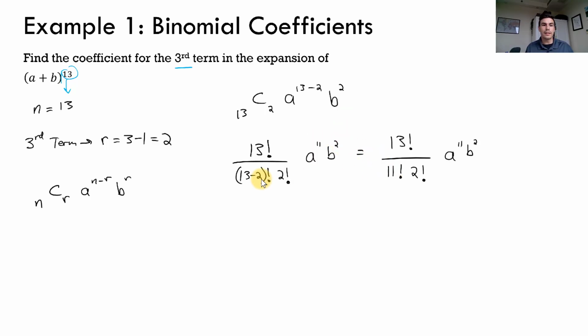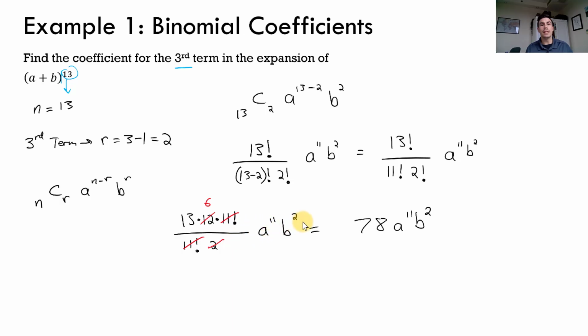Okay, so simplifying this will be 11 factorial times 2 factorial in my denominator here. I'm going to rewrite 13 factorial as 13 times 12 times 11 factorial, and I'm going to do that because it'll cancel out with this other 11 factorial, and then 12 over 2 is going to simplify to 6. So now I just really have 13 times 6 times a to the 11th b squared, and 13 times 6 is going to be 78, but it's just asking us for the coefficient here, so our final answer will be 78.